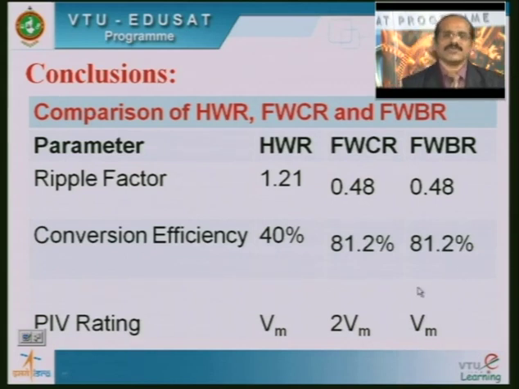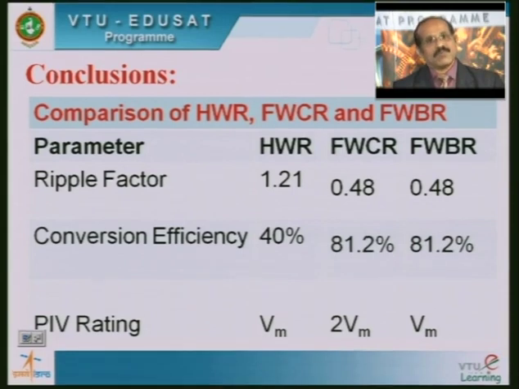Therefore, the conclusion is that compared to the half wave rectifier and the full wave center tap rectifier, the full wave bridge rectifier provides a lower ripple factor, higher conversion efficiency and a lower PIV rating. It is preferred compared to the other two types of rectifiers.